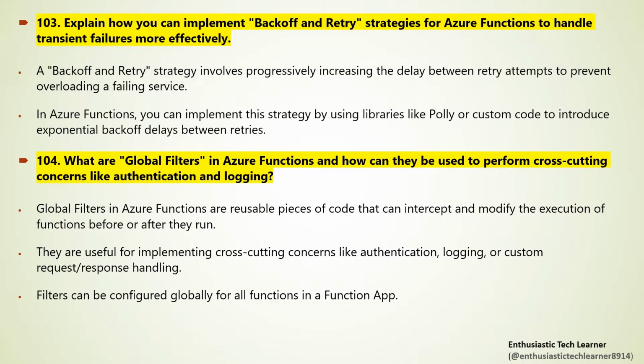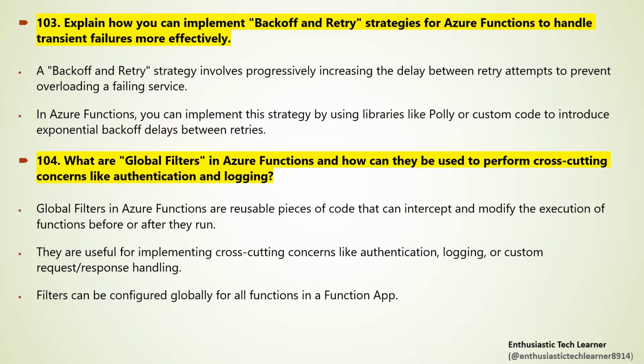Explain how you can implement back-off and retry strategies for Azure Functions to handle transient failures more effectively. A back-off and retry strategy involves progressively increasing the delay between retry attempts to prevent overloading a failing service. In Azure Functions, you can implement this strategy by using libraries like Polly or custom code to introduce exponential back-off delays between retries.